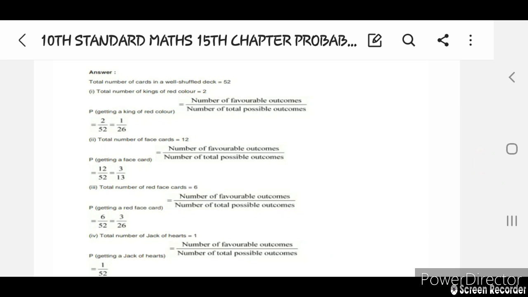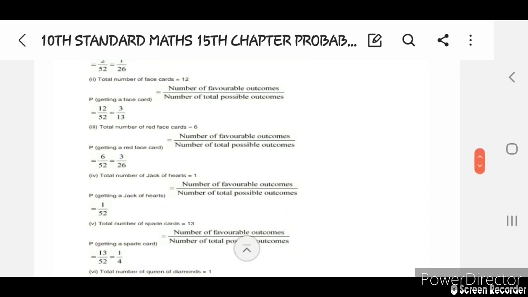Next question is the total number of face cards. What are face cards? There will be 12 face cards in the deck. 12 by 52, when you simplify, will be 3 by 13. And the total number of red face cards will be 6. 6 by 52 will be 3 by 26. So this is the probability for the red face cards.